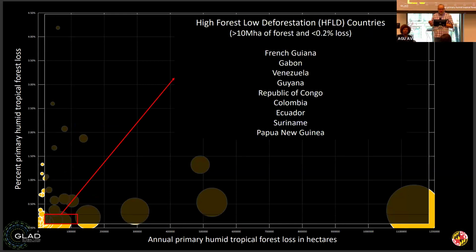And then this little corner down here is the high forest, low deforestation countries, where we don't have a good policy mechanism to really reward countries for protecting their standing forests.